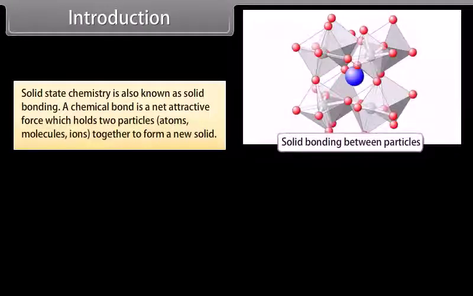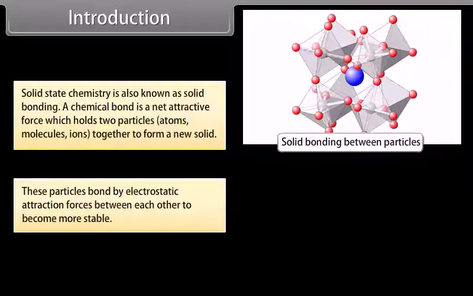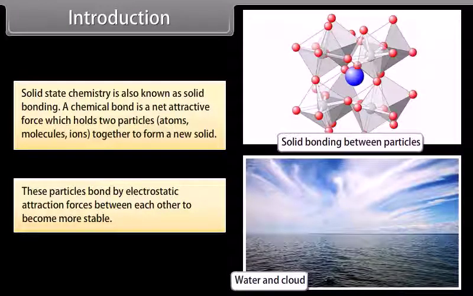Solid-state chemistry is also known as solid bonding. A chemical bond is a net attractive force which holds two particles, atoms, molecules, ions together to form a new solid. These particles bond by electrostatic attraction forces between each other to become more stable. Think about it. If you are not solid, you will be nothing, not even water or cloud, thanks to solid bonding.